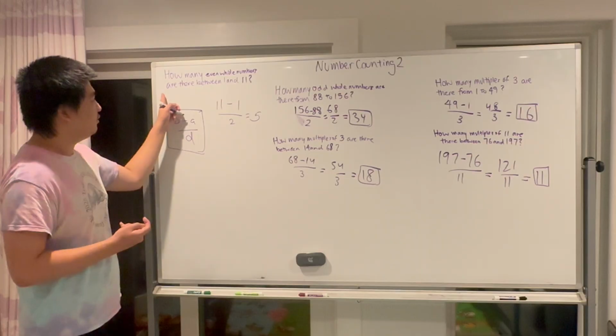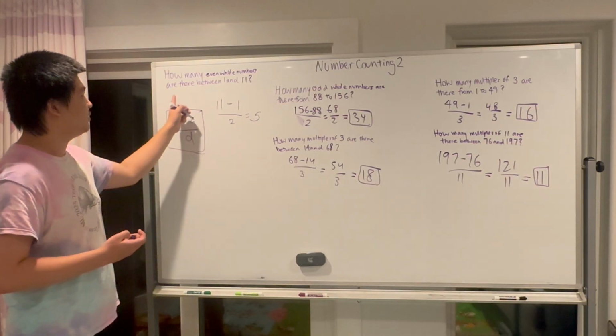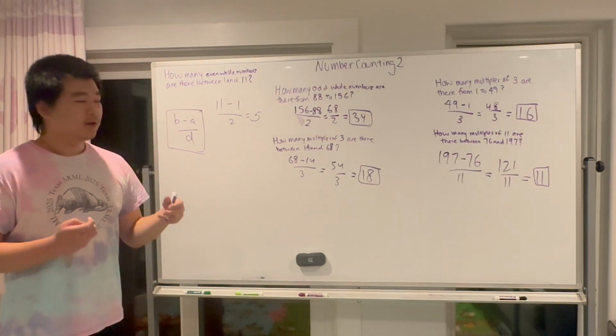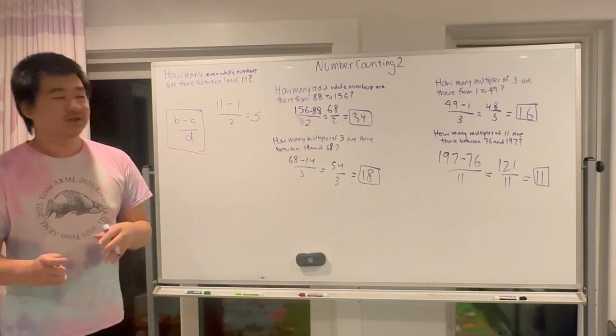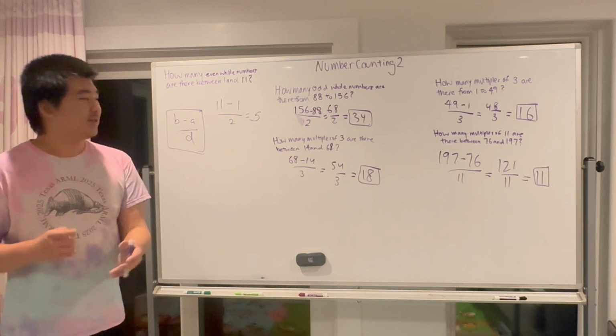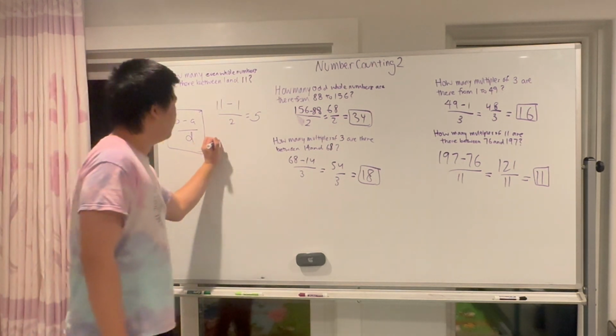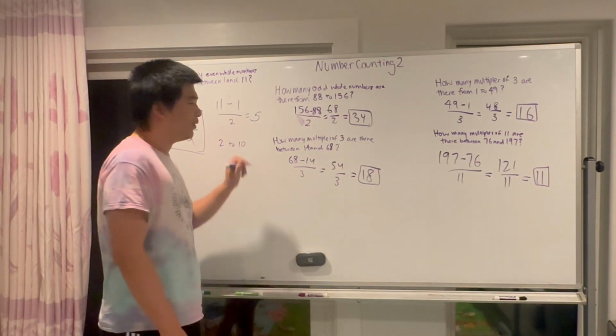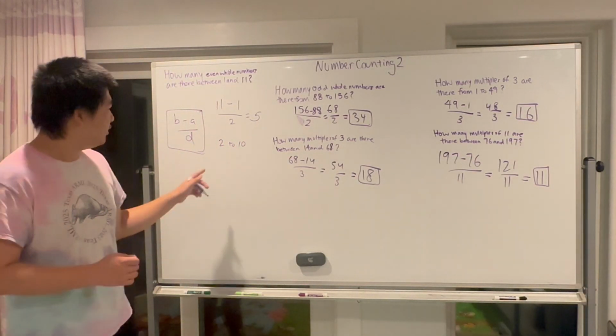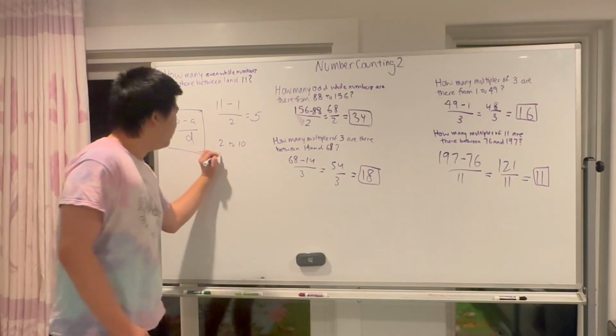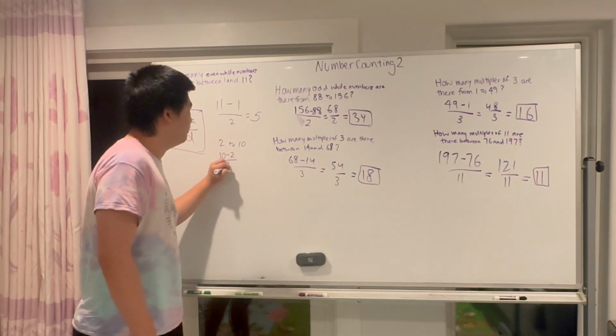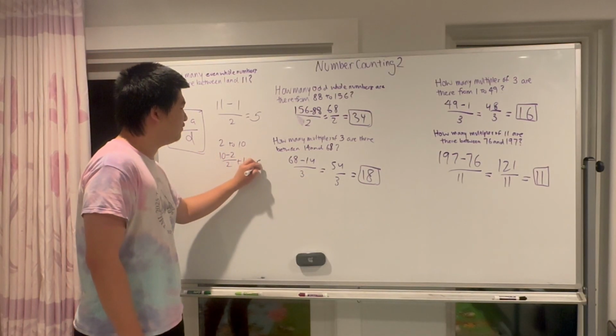Because if I try to use it, for example here, how many even whole numbers are there between 1 and 11? What I'm actually counting is basically like asking how many even whole numbers are there from 2 to 10, right? That's essentially what I'm doing. And so this is actually 10 minus 2 over 2 plus 1, which is also equal to 5.